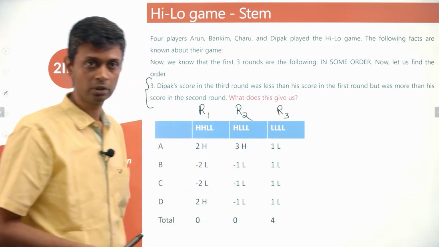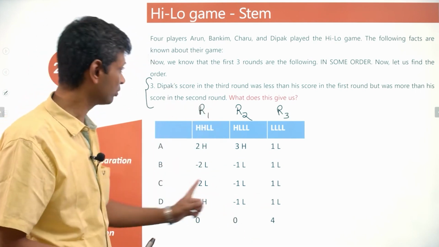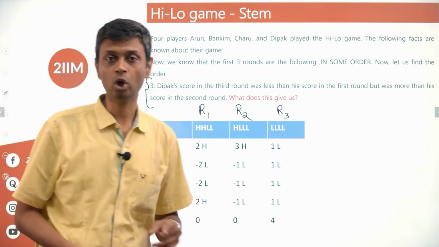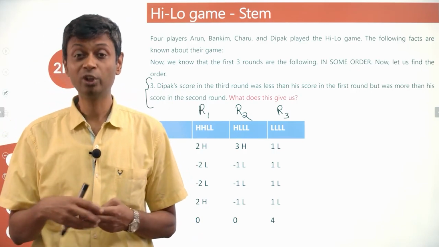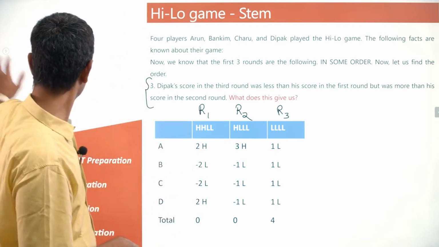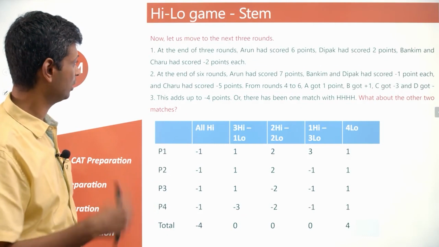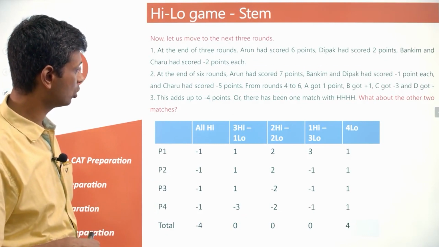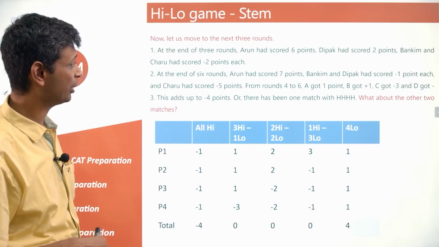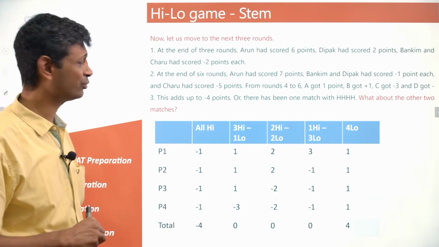And so Deepak's score in the 3rd round was less than the score in the first round, more than the score in the second round. Yeah, 1 is less than 2, greater than -1. So we've not only got R1, R2, R3 together, we know what was round 1, what was round 2, what was round 3. Wonderful. So now let's go and take this game to the next 3 rounds. At the end of 6 rounds, Arun had scored 7 points. Bankim and Deepak had scored -1 point each, and Charu had scored -5 points. So we get the data till 6 rounds.